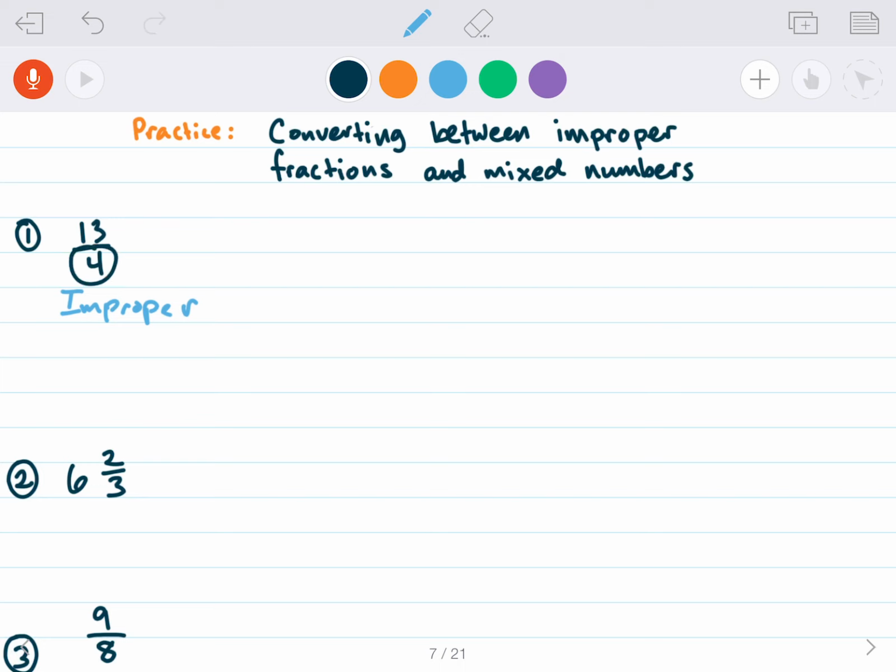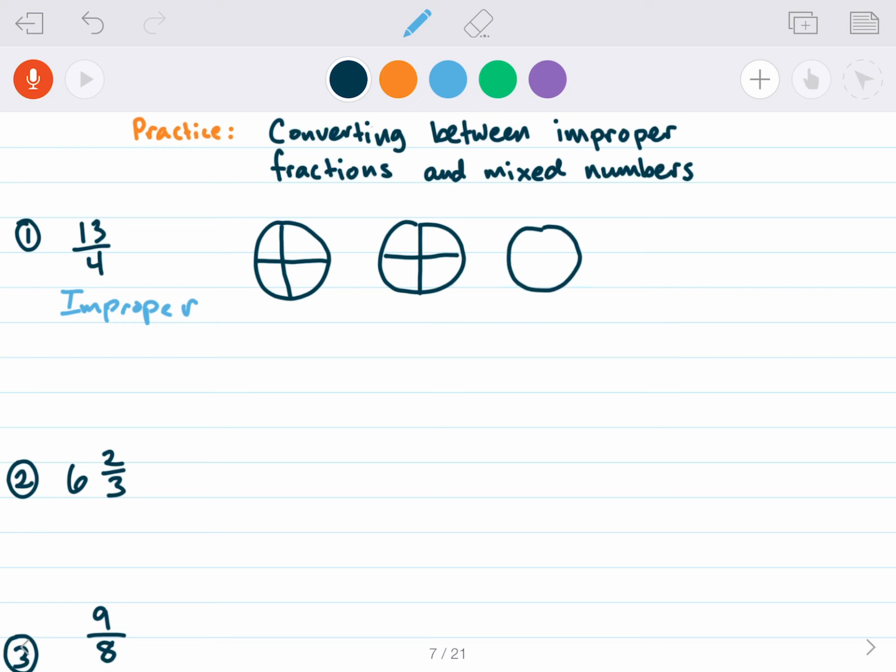I see that my pies should be divided into fourths, right? And so if we have 13 fourths, well, I can make some fourths right here. Let's see. So each one of these wholes is how many fourths? Well, it's going to be 4 fourths, right? So this is 4 fourths. This is another 4 fourths.